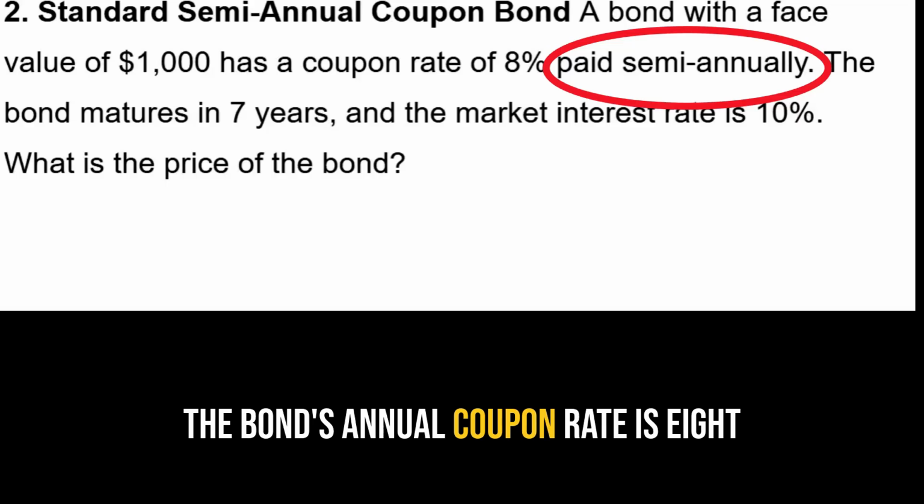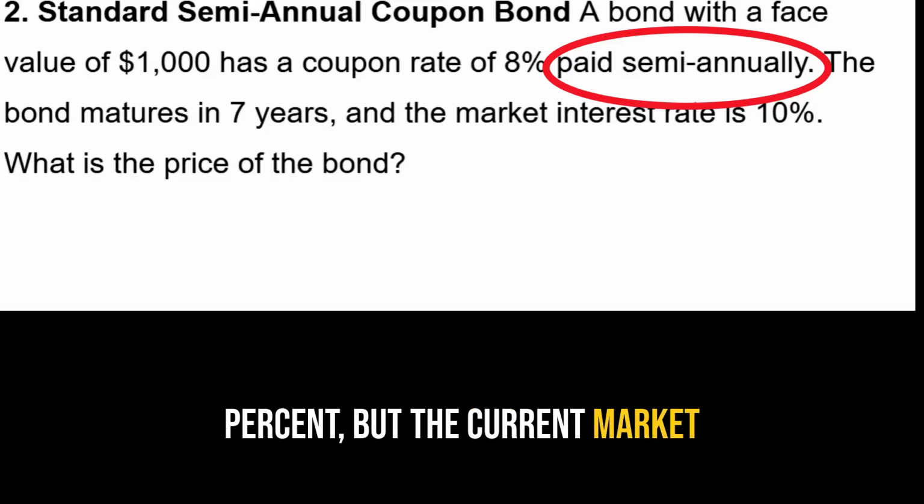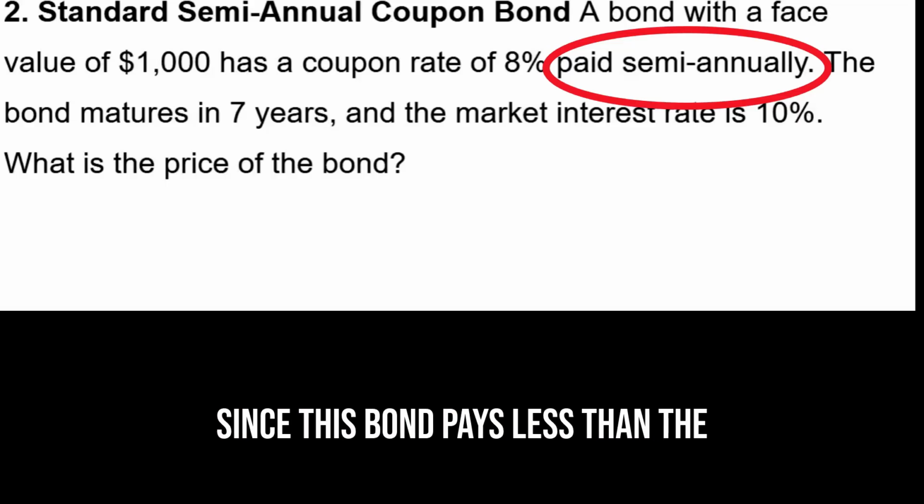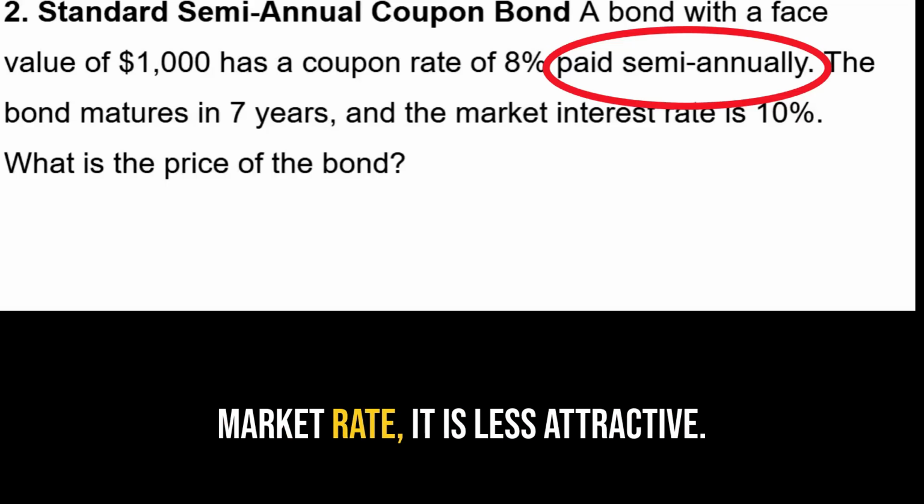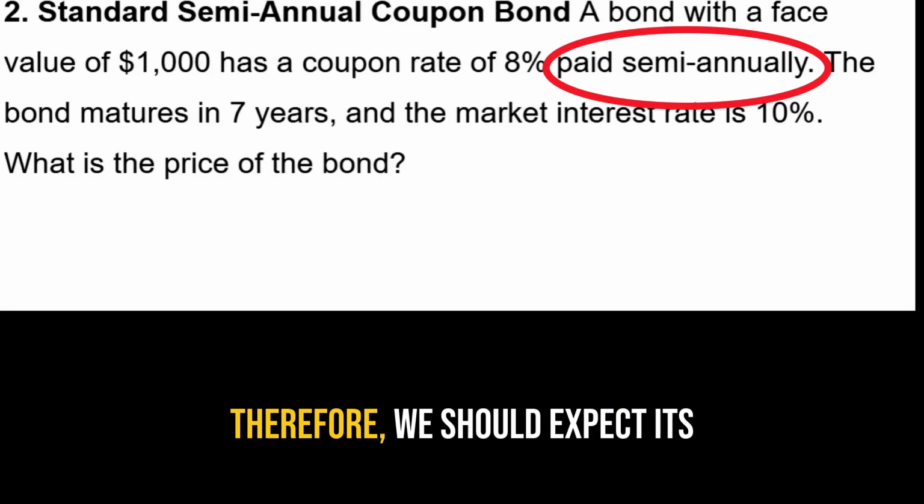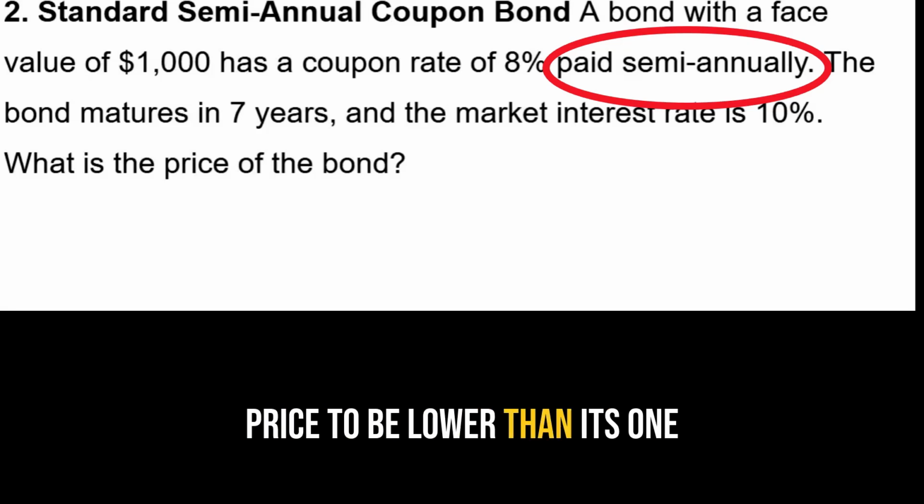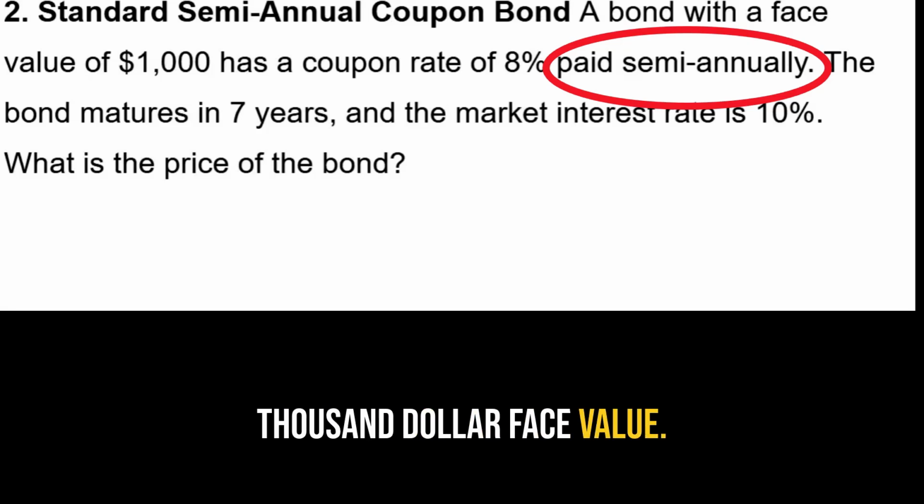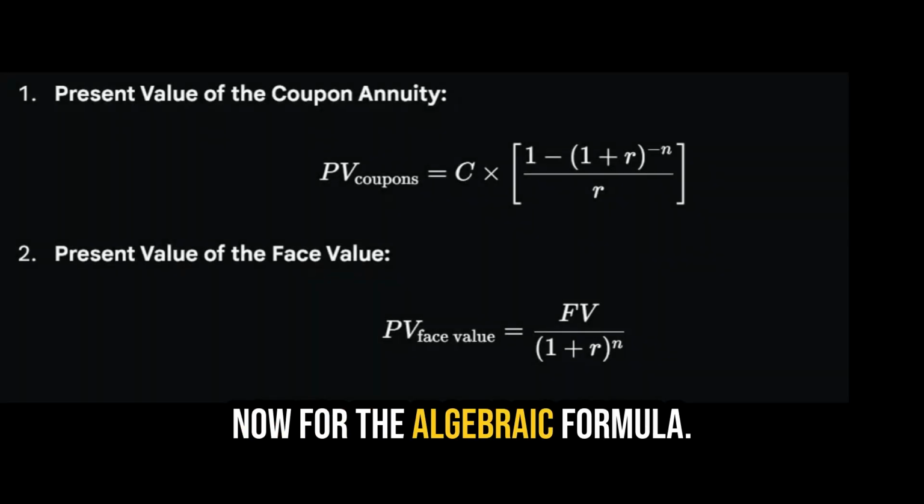The bond's annual coupon rate is 8%, but the current market demands a 10% return. Since this bond pays less than the market rate, it is less attractive. Therefore, we should expect its price to be lower than its $1,000 face value. It will sell at a discount. Now for the algebraic formula.